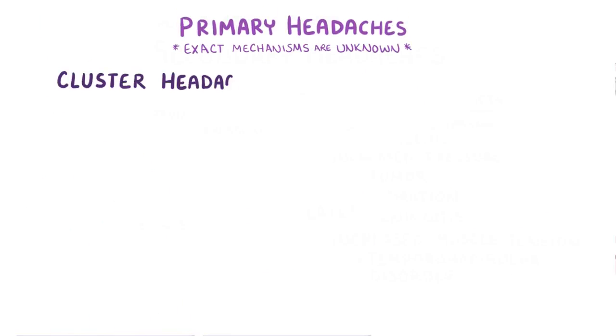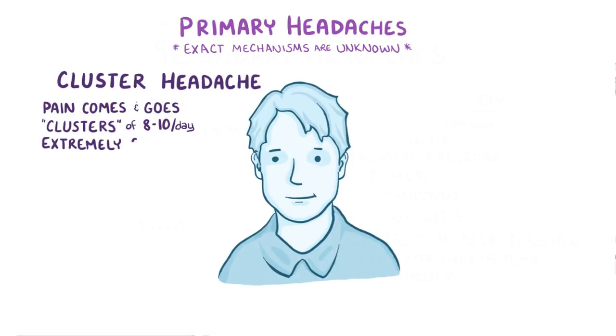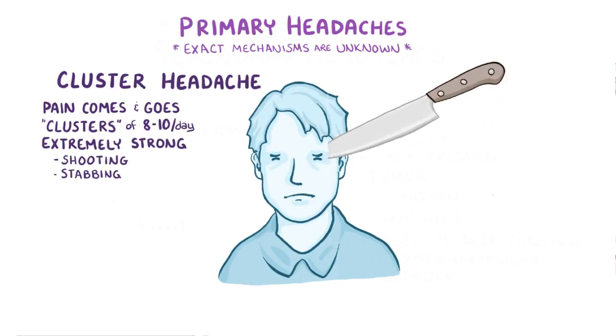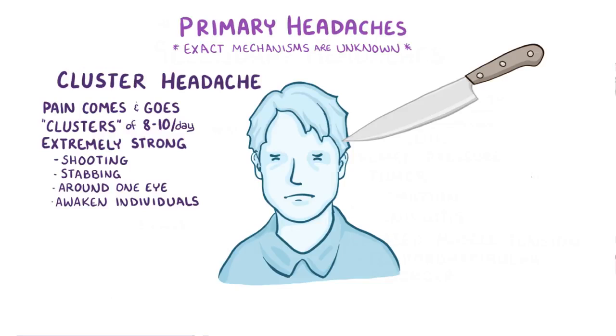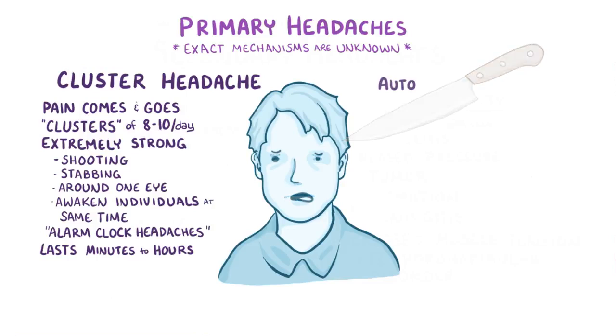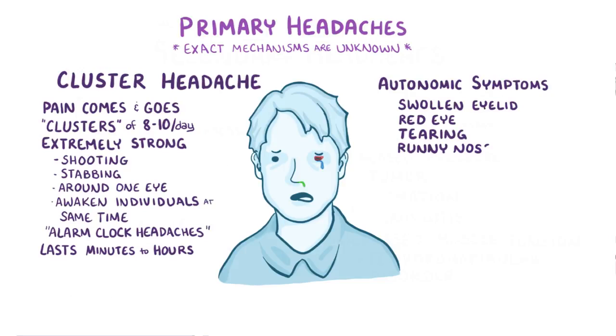Finally, there are cluster headaches, which is where headache pain comes and goes, sometimes with clusters of 8 or 10 in a day. The pain is extremely strong, like a shooting or stabbing pain that's usually around one eye, and it can even awaken individuals from sleep. They usually happen at the same time each day or night, so they're sometimes called alarm clock headaches. Each cluster of attacks can last from minutes to hours and comes with autonomic symptoms like a swollen eyelid, red eye, tearing, or a runny nose.